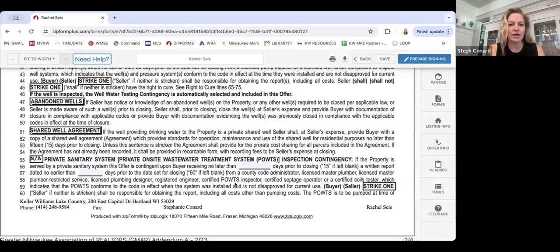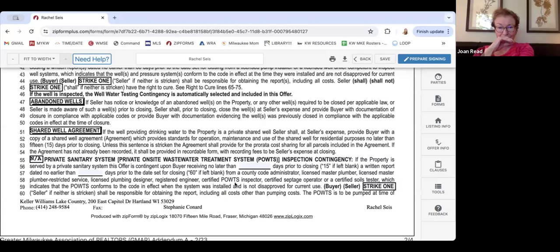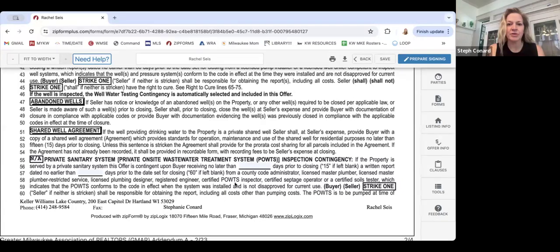The shared well agreement: if the well providing drinking water to the property is a private shared well, the seller will provide the buyer with a copy of the shared well agreement. You'll want to note that would usually be indicated in MLS. And the agreement will outline how expenses and maintenance are divided amongst the houses.